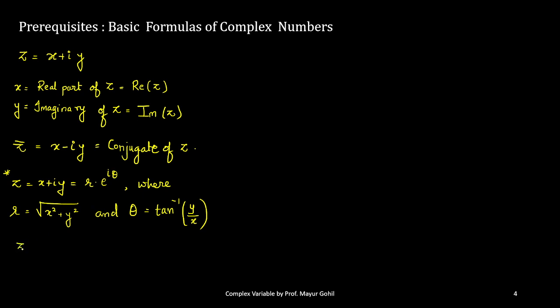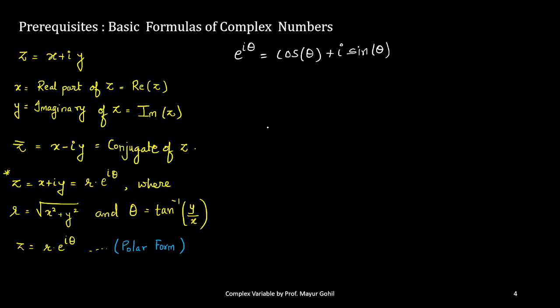Now, when we say z is equal to r into e to the power i theta, this is called the polar form. And there is a very important version of this formula, that e to the power i theta can be written as cos theta plus i sin theta. This is very important.